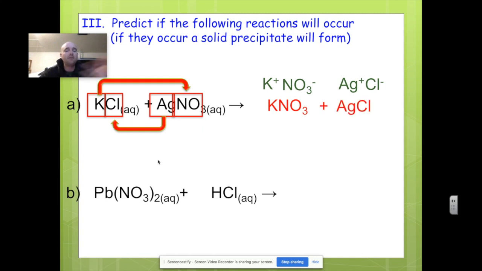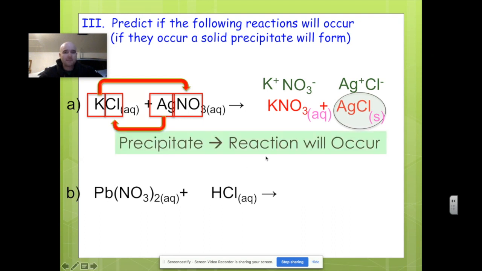So now we need to determine if they're soluble or not. We need to determine if it's aqueous or a solid. We know that all nitrates are soluble, so KNO3 is always aqueous. Now silver chloride, well, we have to determine from our list before that all chlorides are soluble, but if it's paired with the silver, then it is going to be insoluble, which means it's going to be the precipitate, silver chloride. That means that a precipitate or reaction will occur.